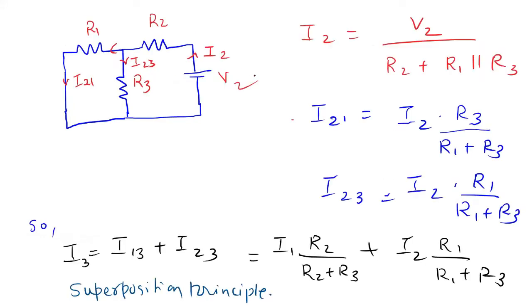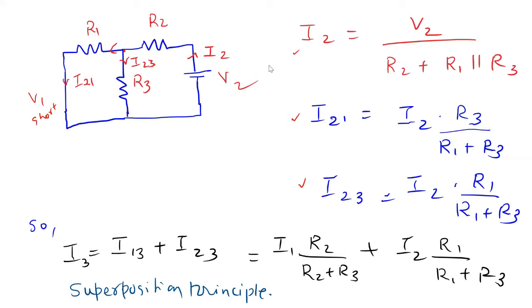Now the other way is we short V1 and keep V2. So this is step 2, where I have shorted V1. V1 is shorted and V2 is present. Now let's say I2 is the current due to V2 in the circuit, and it is again split at this node. The current through R3 is given by I23 and the current through R1 is given by I21. In a similar fashion we can calculate I2, I21, and I23.